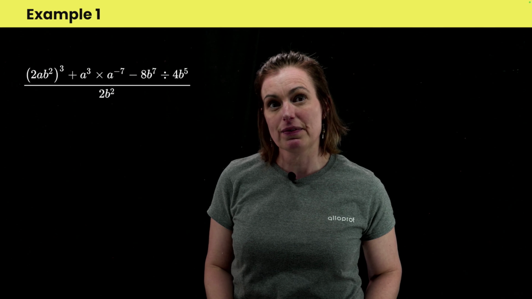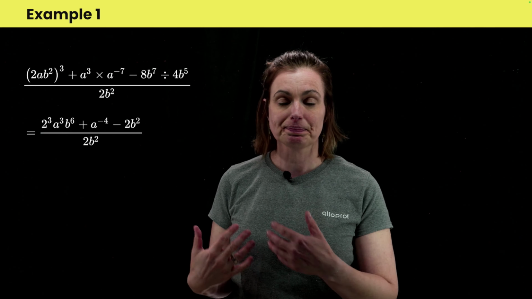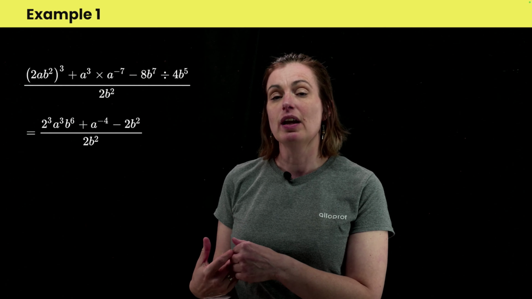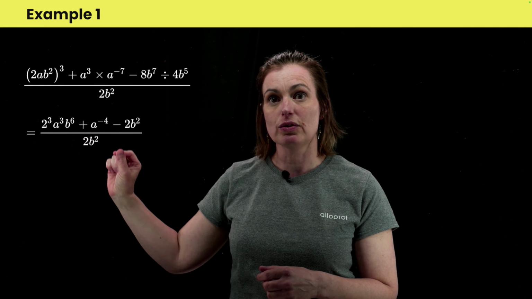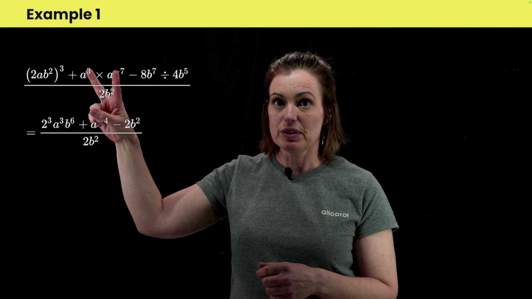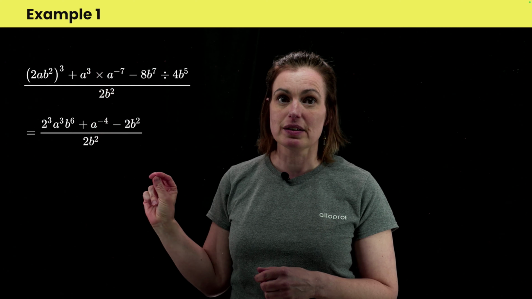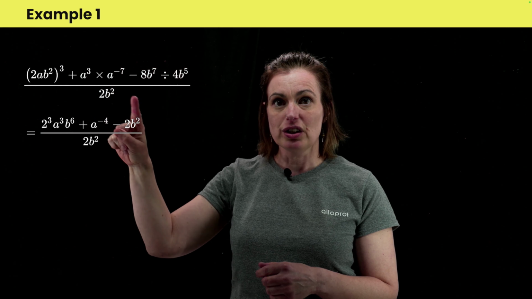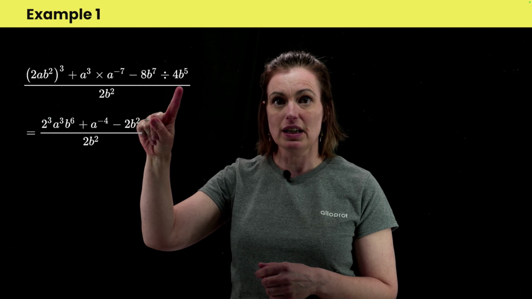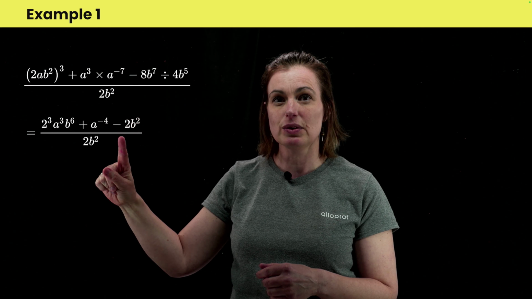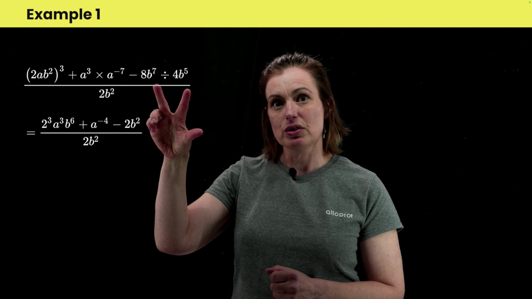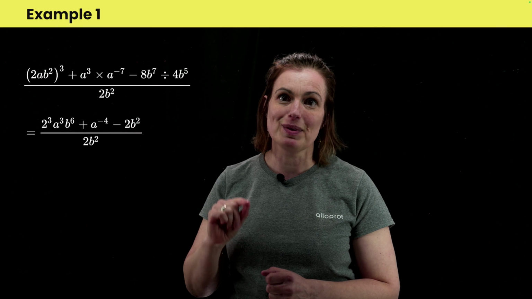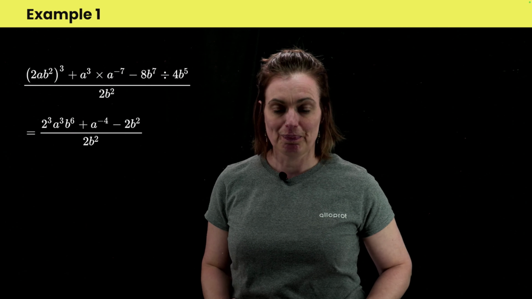So if I apply my first round of laws, I get led to this point where my 3 has distributed over everything inside the brackets. I was able to add my 2 exponents to get me to -4 here. And this division, okay, -8 divided by 4 gives me the -2 you see here. And I'm able to subtract the exponents on the b's to give me b to the exponent 2.